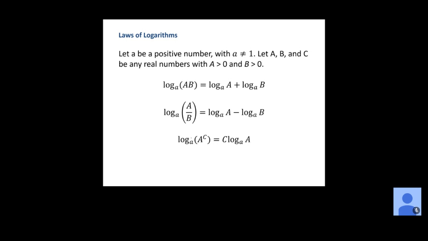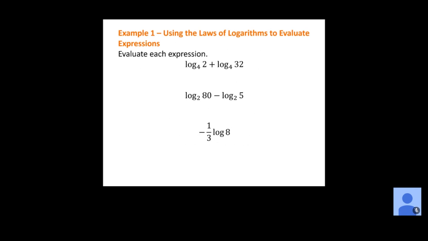So those are our three laws of logarithms that are going to help us either to work from the right-hand side to the left-hand side, or sometimes to expand from the left-hand side to the right-hand side, because these are equivalent, so we can move in either direction. So in our first example here, we want to evaluate each one of these expressions. To do that, we're going to condense these logs into a single log, and then figure out what they're equal to.